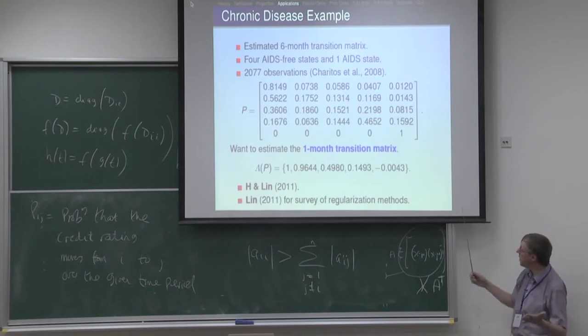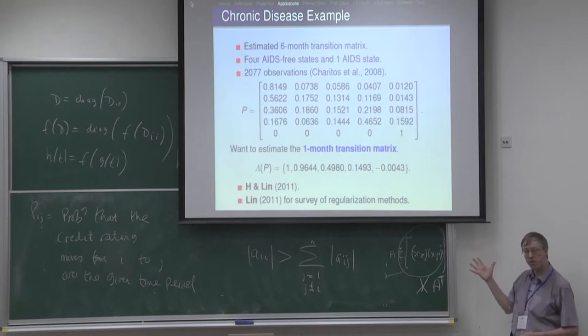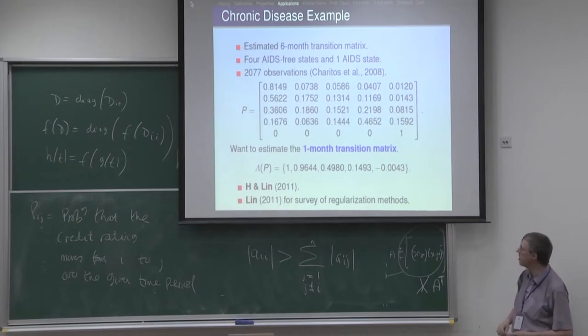So what can you do in this case? Well, you have to regularize. So you might take the principal 6th root and perturb it to be a stochastic matrix. In fact, Leijing in a thesis has looked at this and has done a nice survey of all the different methods that are available for regularizing.